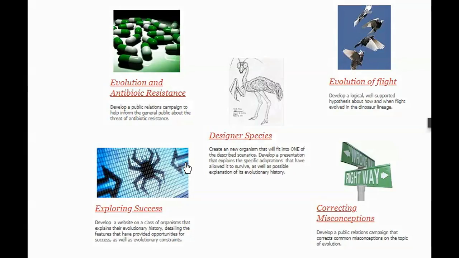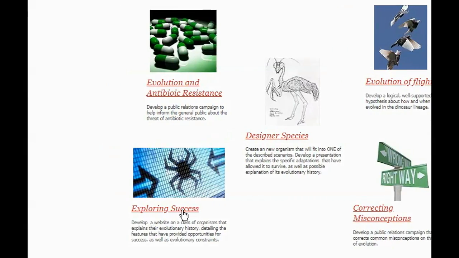The next project we're going to talk about is exploring success. That is, why is it that some creatures are so much more successful than other creatures? They have more babies. They're everywhere on the planet. For example, insects. There are so many of them. What did it take for them to be successful? Click through here.